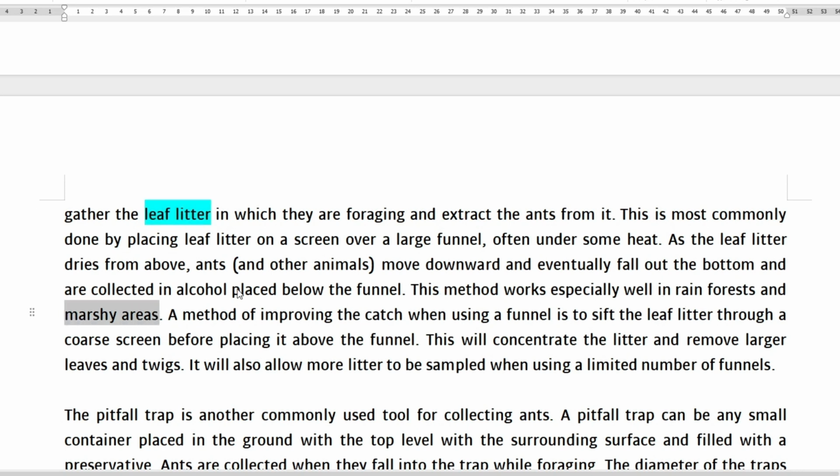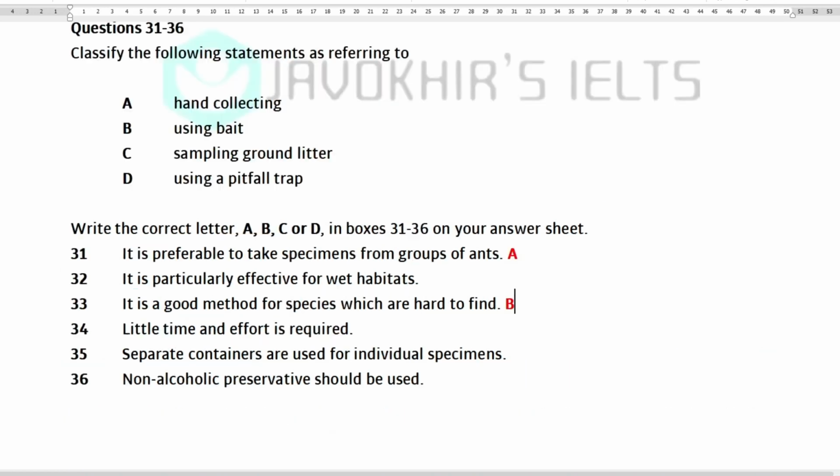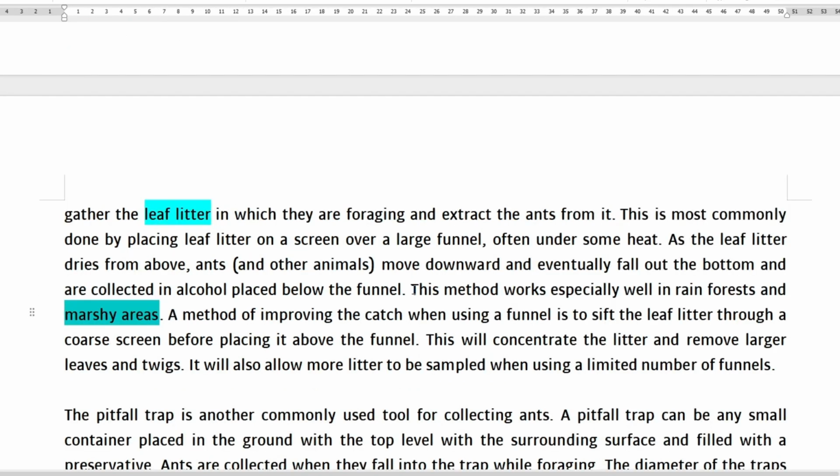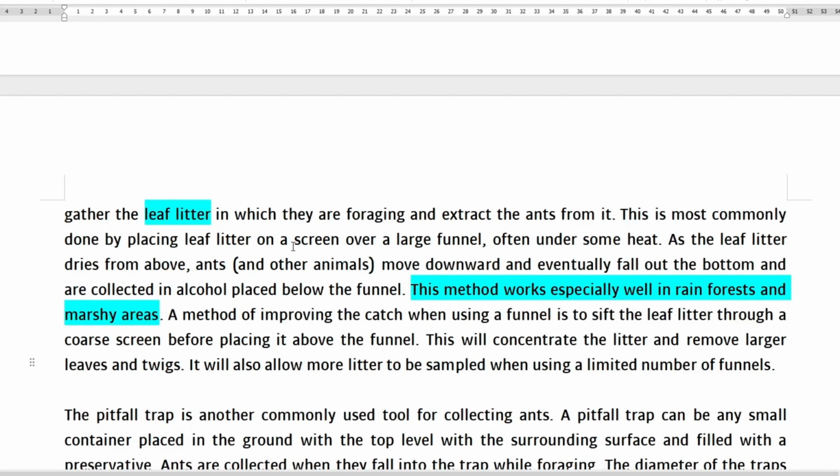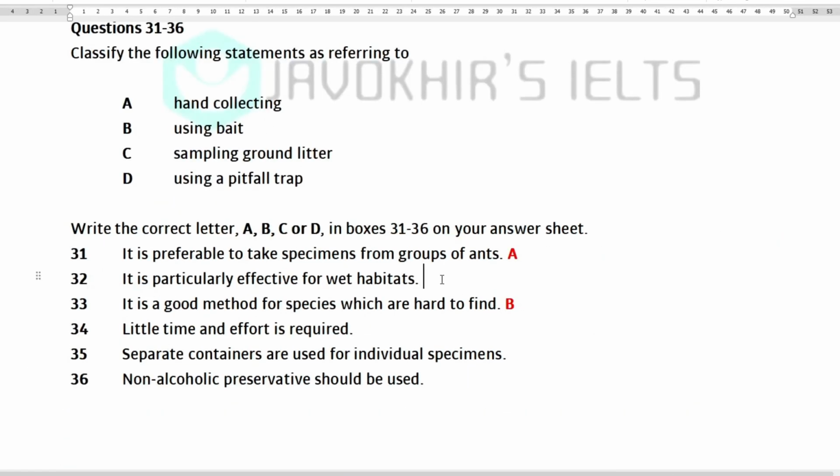So okay, we have marshy areas, which is wet. It says this method works especially well in rainforests and marshy areas. That means effective, works well. So it has been C. We have C, ground litter. Little time and effort is required.